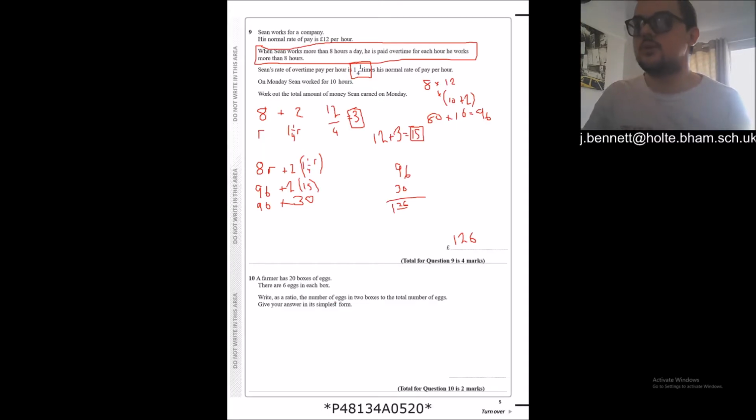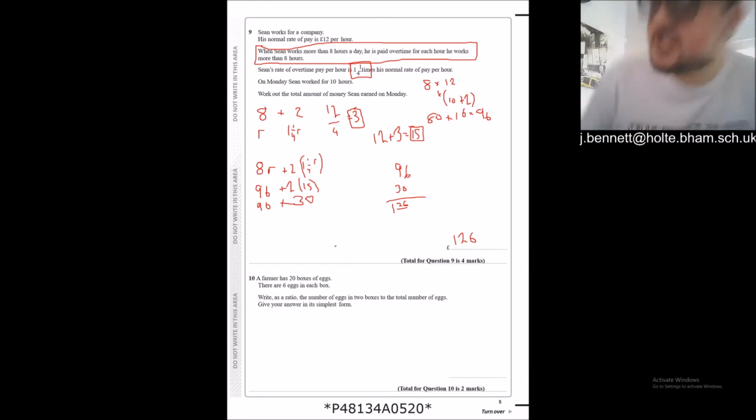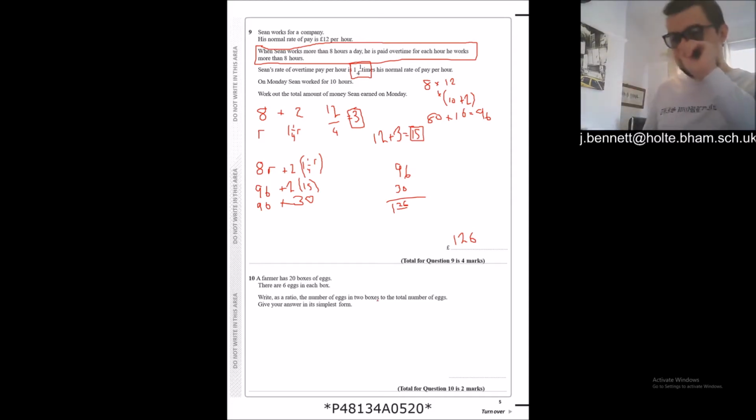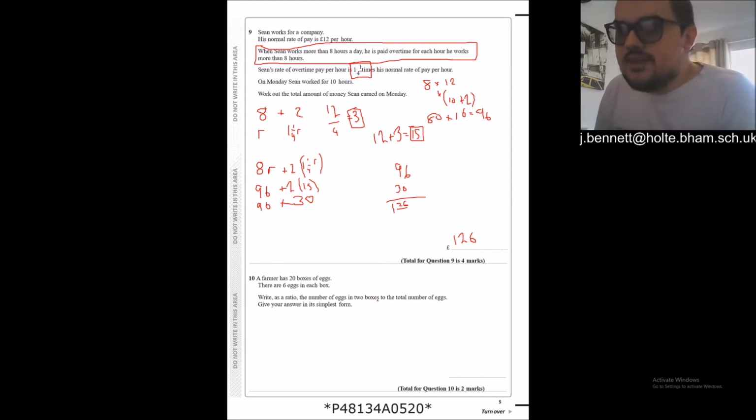What an ideal outcome. A farmer has 20 boxes of eggs. There are 6 eggs in each box. Write as a ratio the number of eggs in 2 boxes to the total number of eggs. Give your answer in the simplest form.